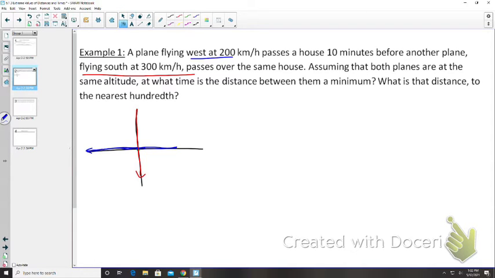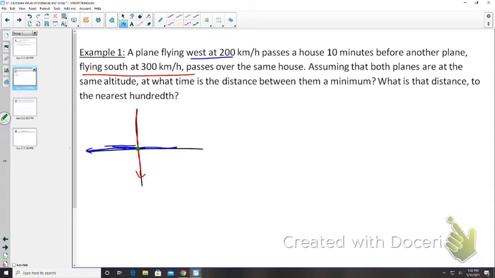As we're setting up this problem, assuming both planes are at the same altitude, at what time is the distance between them a minimum? This is going to be really hard to do with only one hand at a time, right? But as soon as we move to the left, at time 0, the plane flying south is going to be north of that green house, right? Because it passes it 10 minutes later. So it's going to be north of that house.